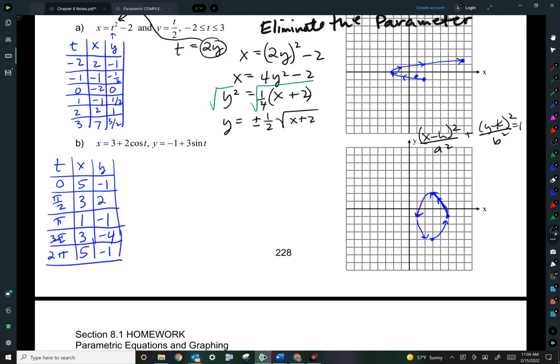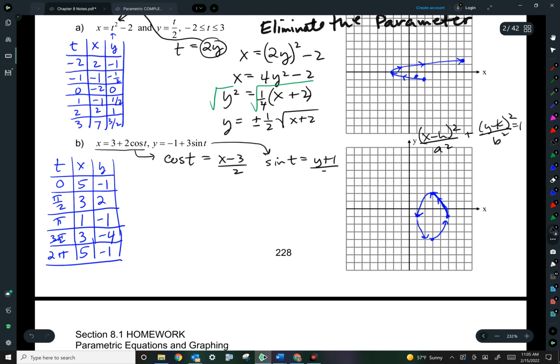So what we said was solve for t. Oh, no. How am I going to solve for t if it's in a trig function? Okay, so what we could do is use our identities. So let's do this. I'm going to take the first equation, and I'm going to solve for cosine. So I'm going to get cosine of t equals x minus 3 over 2. Then I'm going to take the y equation and solve for sine. So sine of t equals y plus 1 over 3.